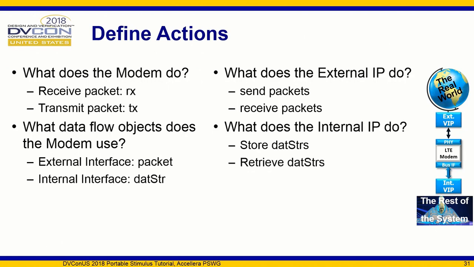And what does the internal IP do? Well, the internal IP is the rest of the system. So that means that when the data stream comes in, it's got to do something with it. And when I want to send data out, the data's got to come from somewhere, so it's got to send it. Right? So we store data streams and we retrieve data streams on the internal IP. As far as the modem is concerned, that's all the system is doing anyway. So we have to model it.